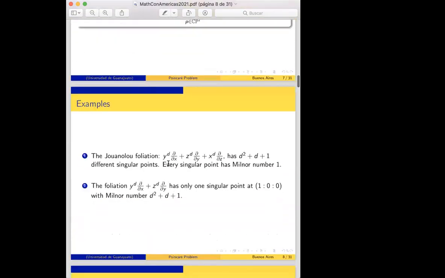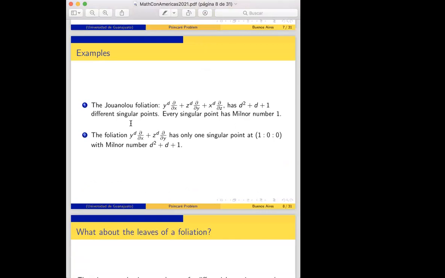Here we have two examples. The first one is a very famous foliation called the Jouanolou foliation. This is given by this meromorphic vector field, y^d in the direction of x, z^d in the direction of y, and x^d in the direction of z. This foliation has d squared plus d plus 1 different singular points. That means that every singular point has Milnor number 1.